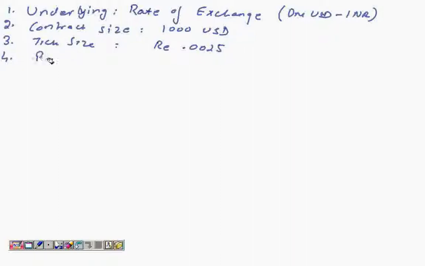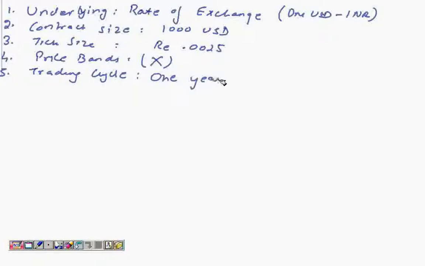The price bands. Something very interesting on price bands, they do not exist, right? So we'll just put that across there. Let's have a look at the trading cycle. I'm quite sure you remember that under the trading cycle, in these USD currency derivatives, we follow a 1 year trading cycle, which means 12 months. Very important concept, please remember it.